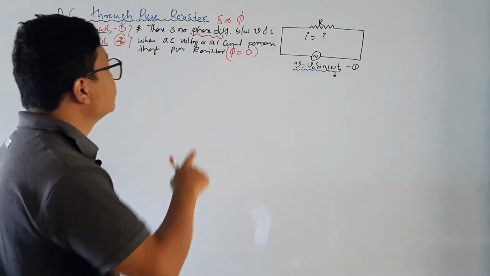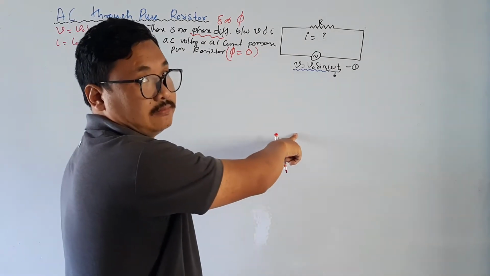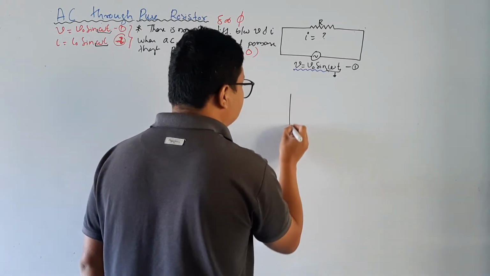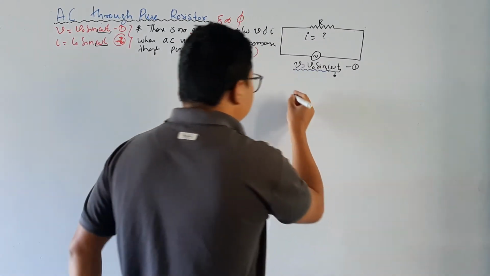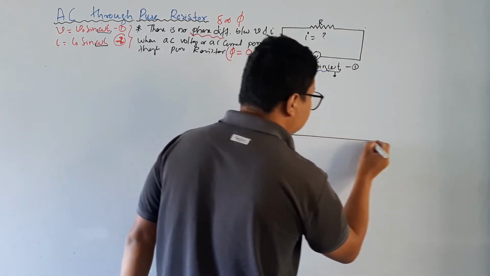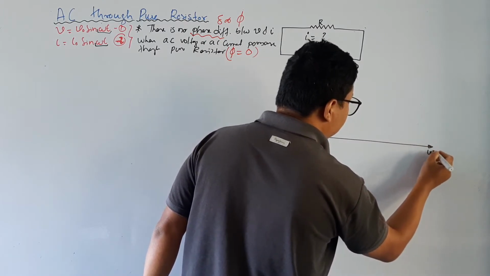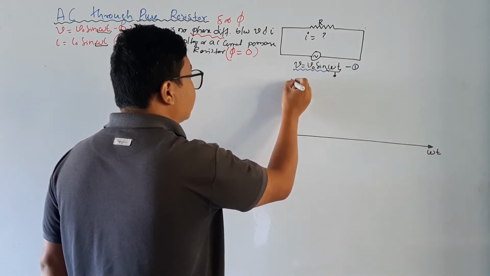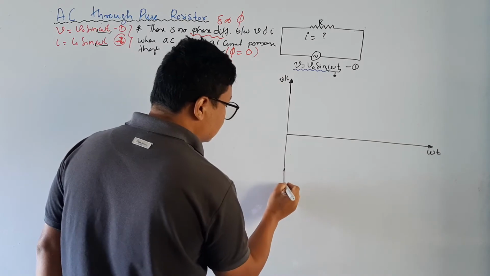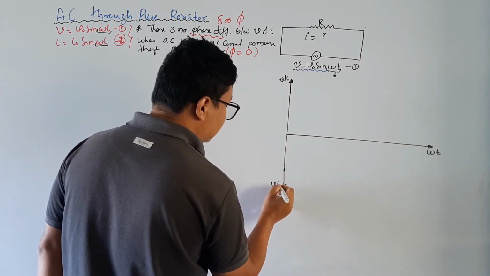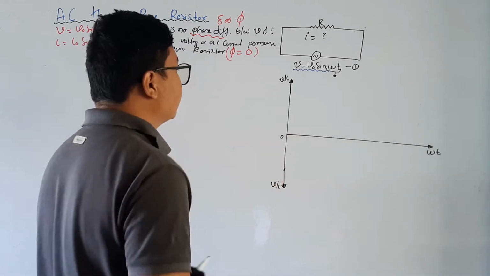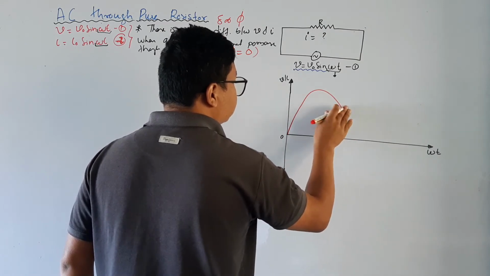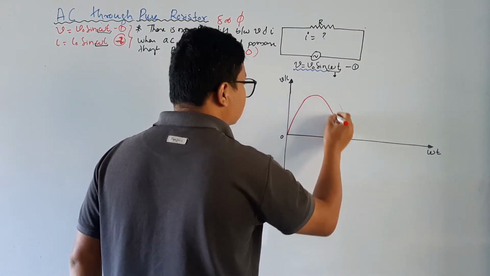Now let us represent this in graphical form. Let us represent the voltage and the current in graphical form when it passes through a pure resistor. So this axis is my omega t, and this axis is my voltage or current. This axis is also my voltage or current. It could be both, and this is my 0. Let me make it quite a smaller one.